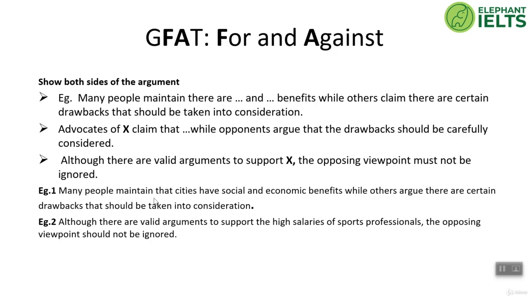Many people maintain that cities have social and economic benefits, while others argue there are certain drawbacks that should be taken into consideration. So you can see how we've used the discussion clock in this sentence. And the other example here, although there are valid arguments to support the high salaries of sports professionals, the opposing viewpoint should not be ignored.